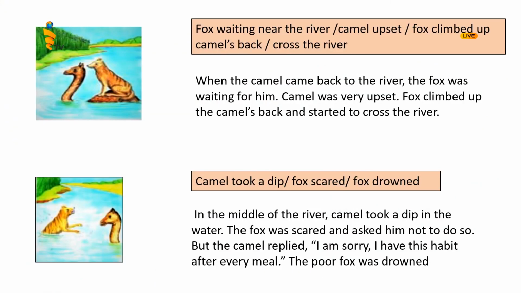So another problem came. What was it? When the fox was howling, the farmers came and hit the camel. So how did the camel take revenge? The camel took a dip in the river and the fox was drowned. So we will move on to the next story. Before that, we will read the whole story together.